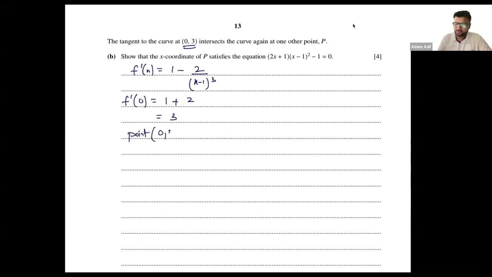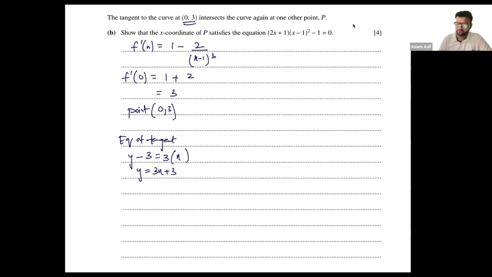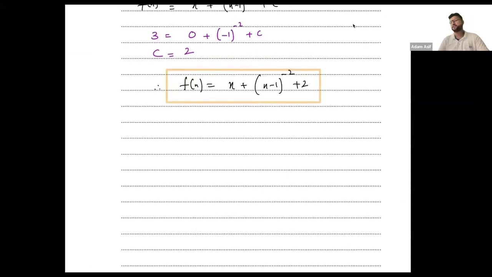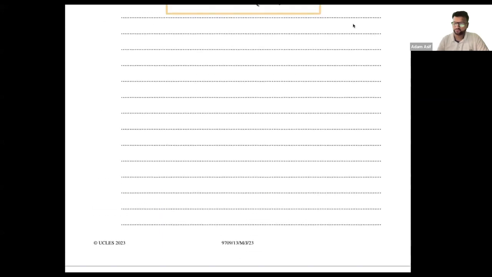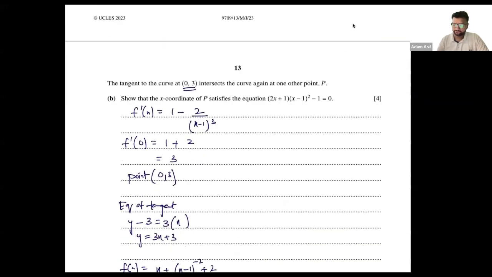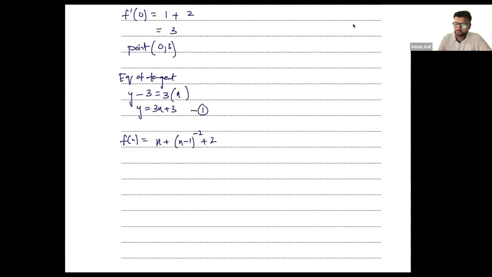We can easily have the equation of the tangent. Equation of tangent would be y minus y1 equals m times (x minus x1). So y equals 3x plus 3. All right. Now we have to solve this with the equation of the curve f of x. What was f of x? f of x was x plus (x minus 1) to the power of minus 2, plus 2. Okay, let's solve these two equations simultaneously.